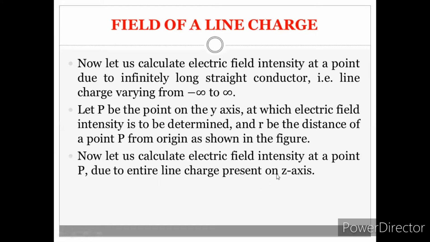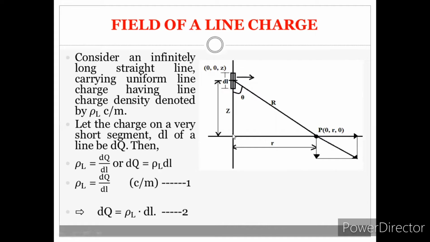So now let us calculate the electric field intensity at a point P due to the entire line charge present on the z-axis. So whatever line charge is present on the z-axis, we need to see the effect of this on the particular point P.